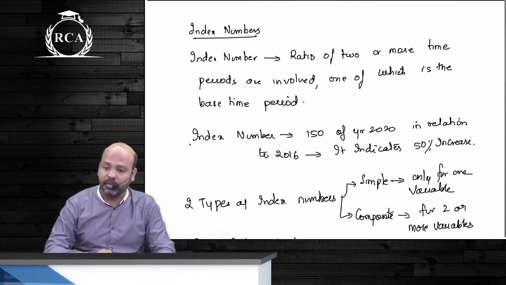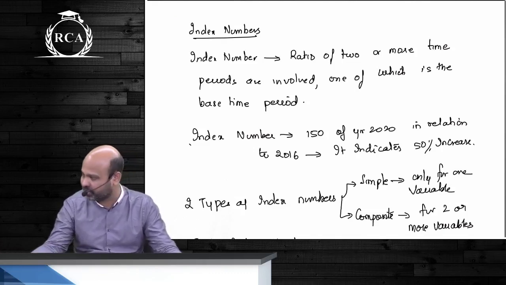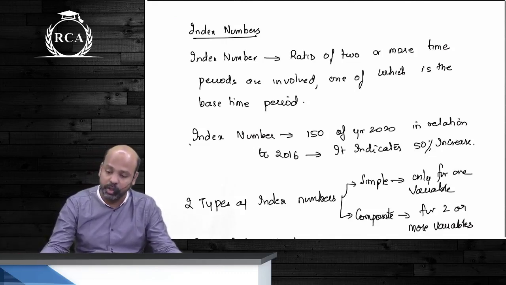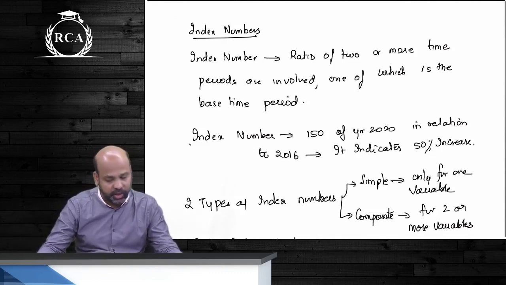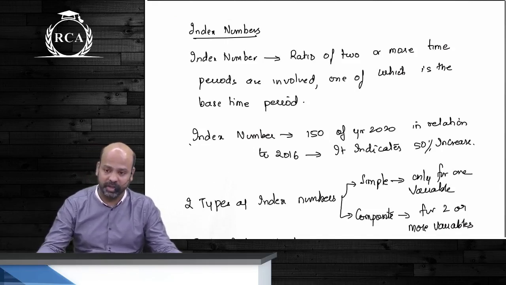The common types of index numbers that we see are, for the stock markets, Nifty and Sensex. Then there is the wholesale price index or consumer price index. All of these are where absolute values are converted into relative values.